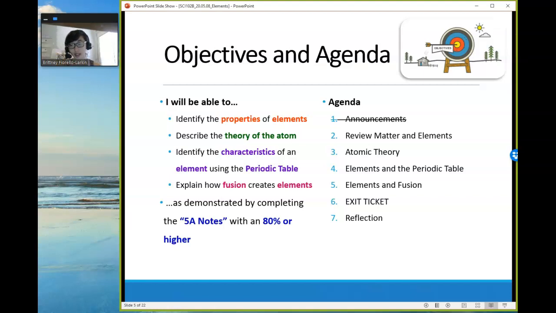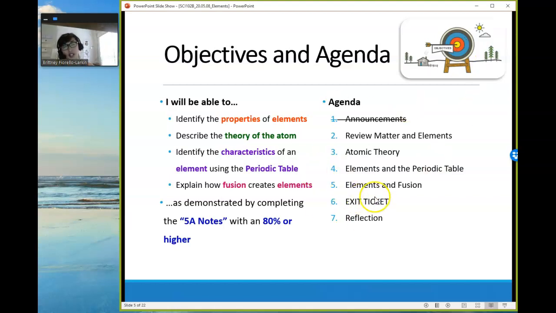Today you should be able to complete the 5A notes with an 80% or higher. Please note that I said 80% or higher and not necessarily 100%. You do have to pay attention, you do have to work hard today, because you will have an exit ticket where I don't give you the answer. So the exit ticket is worth 20% of your 5A notes. So if you don't get that right because you're not paying attention or you're not following along, then you won't be able to get 100%. So make sure you're following along so that you do really well on your exit ticket.